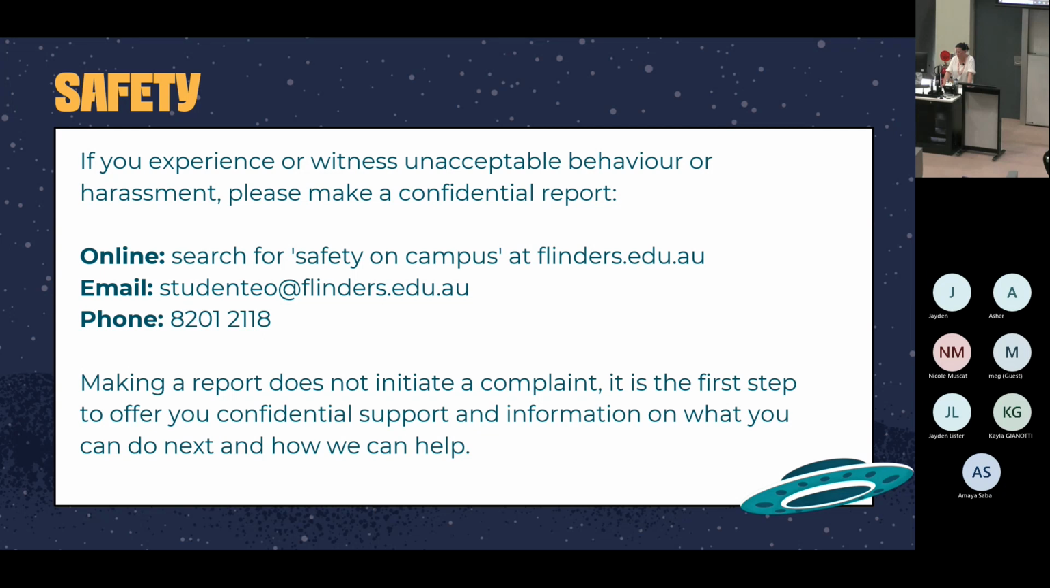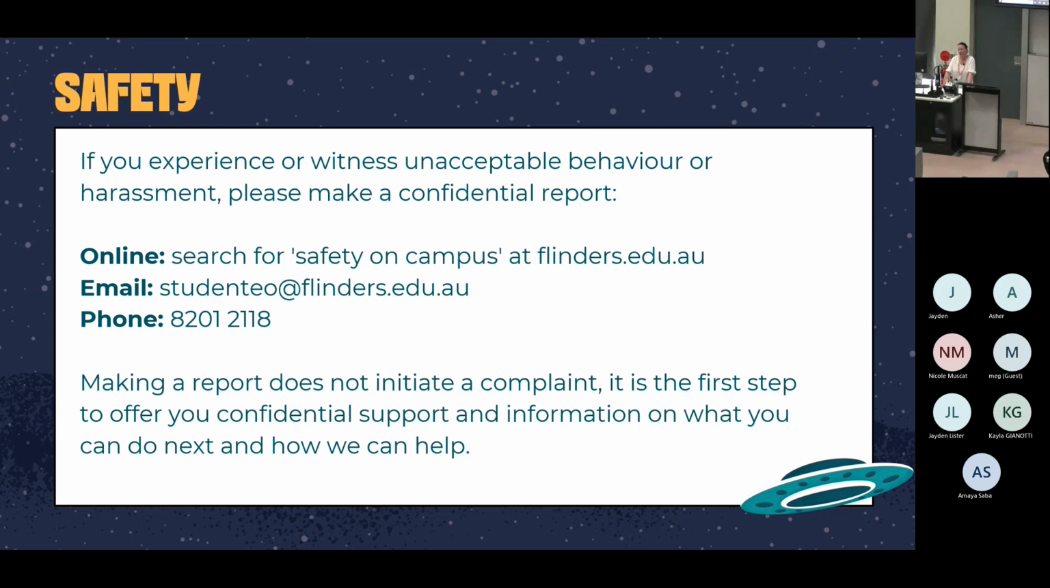So you can actually have a look at a couple of links here online. You can search for safety on campus at Flinders. If you do want to make a confidential report, there is an email. You can email directly, or there is a phone number if you want to phone someone directly and actually talk it through.